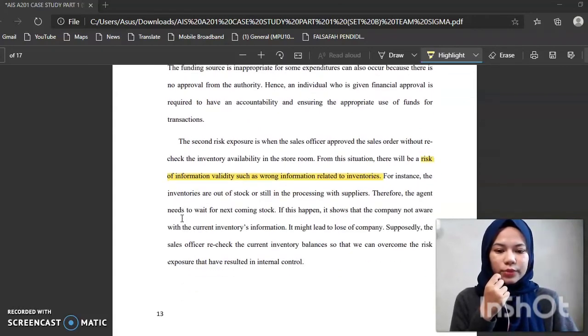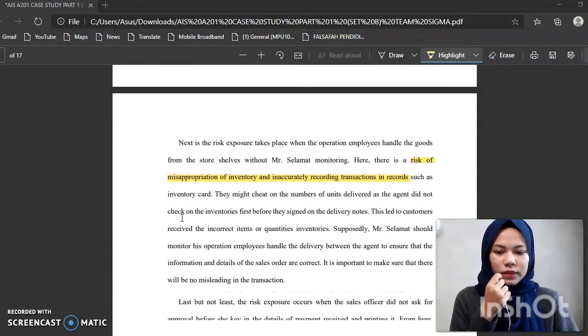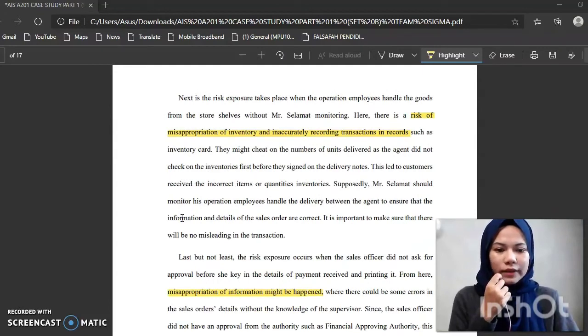The second risk exposure is the risk of information validity, such as wrong information related to inventories. This is because the sales officer approved the sales order without checking the inventory availability in the storeroom. Next, there is a risk of misappropriation of inventory and inaccurately recording transactions in records. This happens when the operation employees handle the goods from the store shelf without Mr.